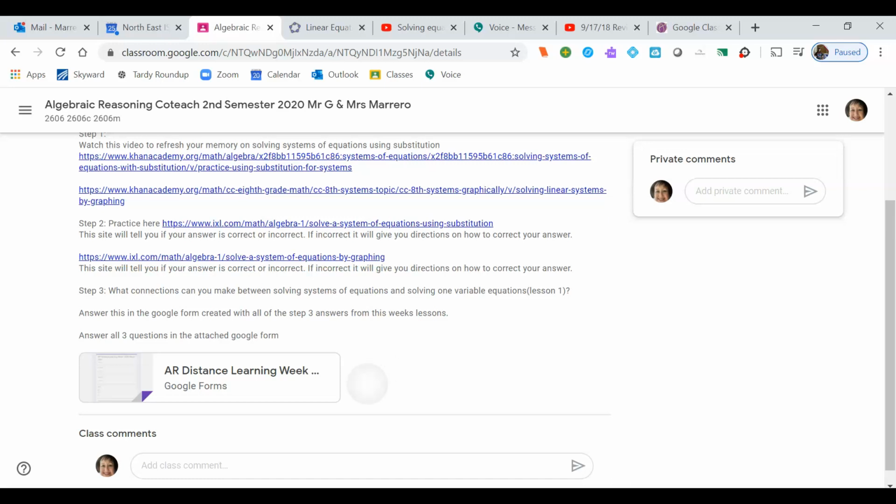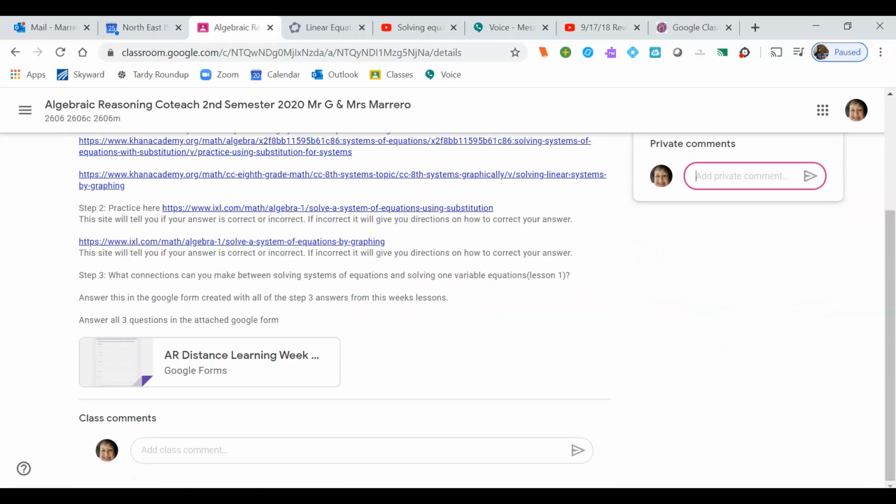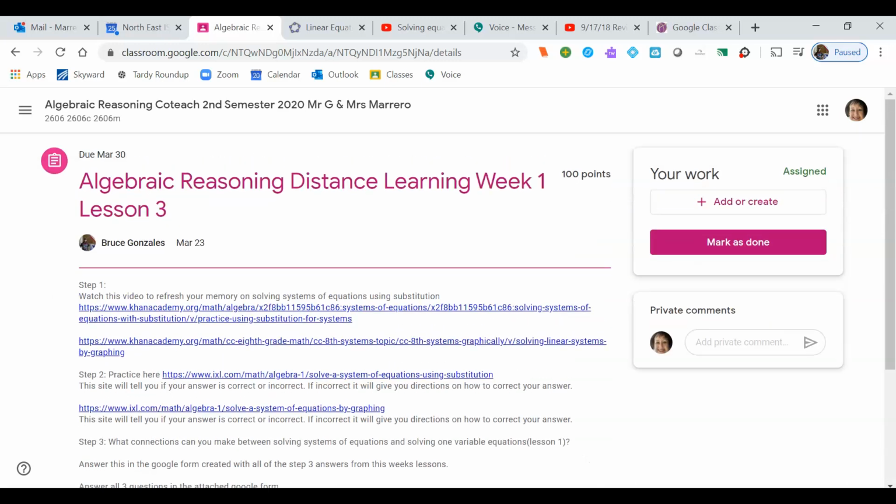This is where you're going to put your answers, okay? You're not going to put your answers in a Google document. You're not going to put it up here and create. You're not going to put it in a comment. You got to put it in this attached Google form, okay? If you read the instructions, it says answer all 3 questions in the attached Google form, okay?